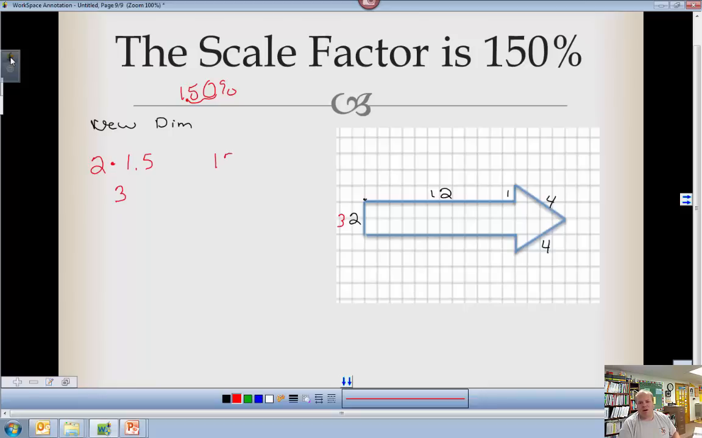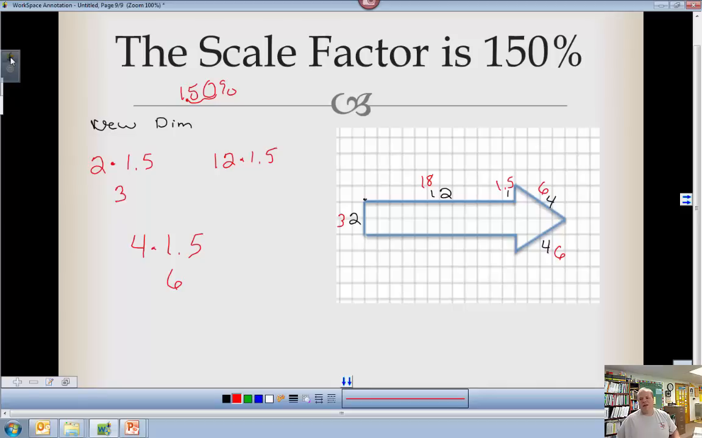Now, I do the same thing, 12 times 1.5. 12 times 1.5 is going to be 18. And then 1 times 1.5 is 1.5. 4 times 1.5 would be 6. So if I was to enlarge this, I would just simply take my scale factor. If it's a percentage, I'm going to make it a decimal, and then multiply that decimal by whatever the dimension is. I should write this: 4 times 1.5 is 6.